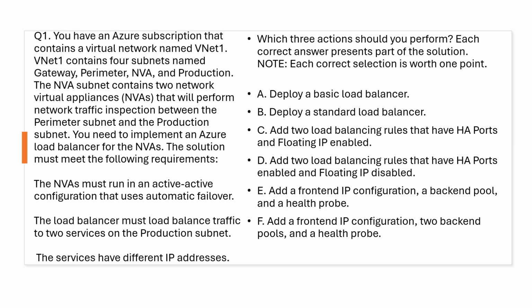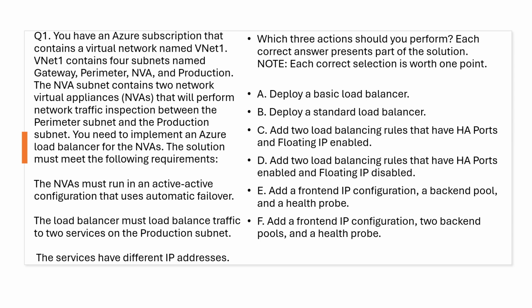The solution must meet the following requirements. The NVAs must run in an active-active configuration that uses automatic failover. The load balancer must load balance traffic to 2 services on the Production subnet. The services have different IP addresses. Which 3 actions should you perform? Each correct answer presents part of the solution. Note: each correct selection is worth 1 point.